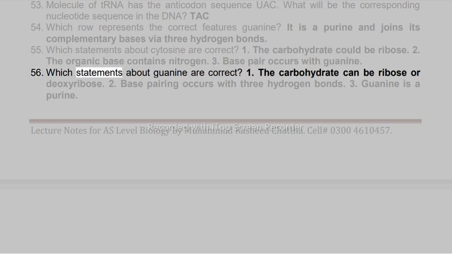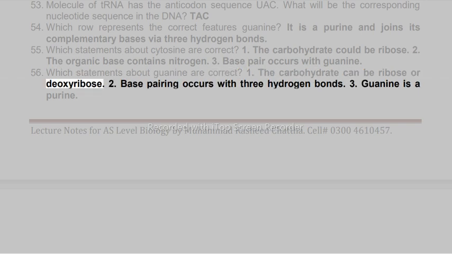56. Which statements about guanine are correct? 1. The carbohydrate can be ribose or deoxyribose. 2. Base pairing occurs with three hydrogen bonds. 3. Guanine is a purine.